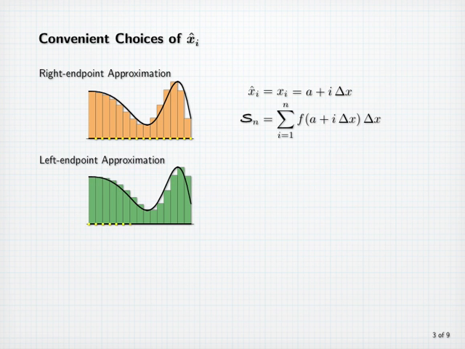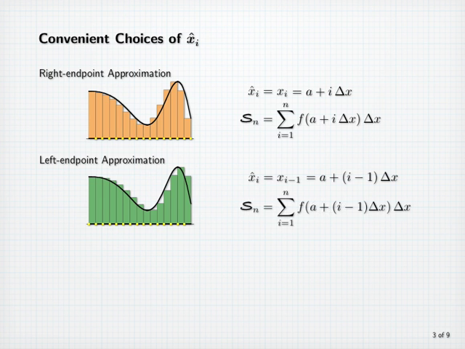If we choose x hat sub i to be the left endpoint of the ith subinterval, then we obtain what we can call a left endpoint approximation. This means that we're setting x hat sub i equal to x sub i minus 1, or a plus (i minus 1) times delta x. And the resulting rectangle approximation to our area is the sum, as i goes from 1 to n, of f of a plus (i minus 1) times delta x.